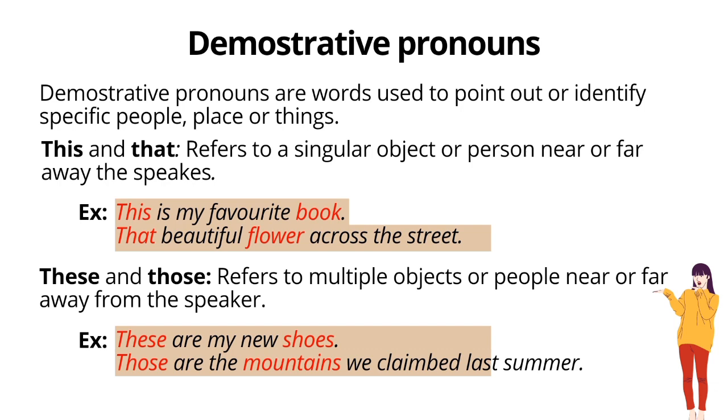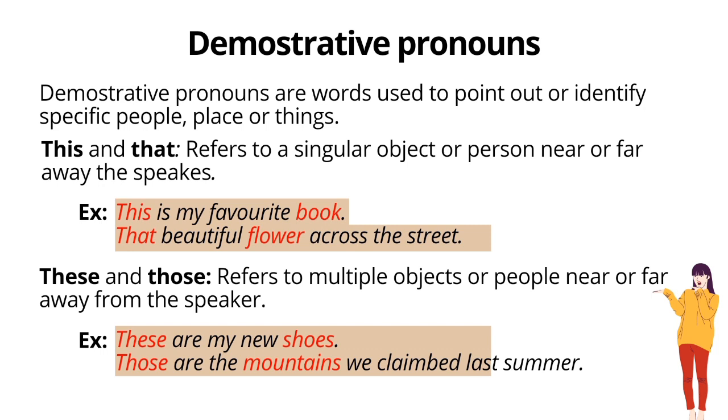"That" is also a singular demonstrative pronoun, but it refers to an object or person that is farther away. For example, "That is a beautiful flower across the street." "These" and "those" are plural demonstrative pronouns that refer to multiple objects or people near or far away from the speaker. For example, "These are my shoes" is referring to the plural form, and the shoes are near the speaker.